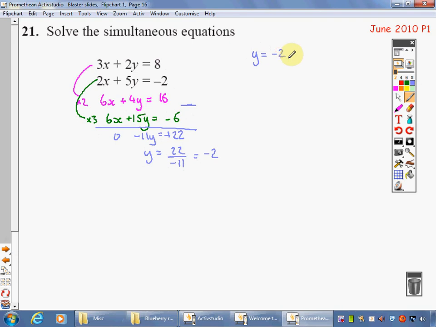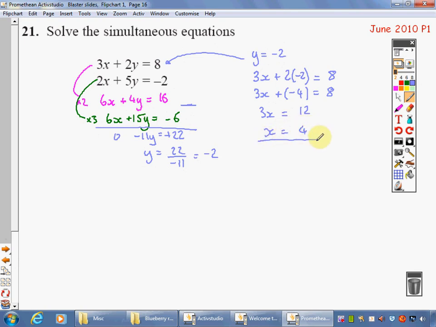I'm now going to resubstitute the value of y into my first equation. So I've got 3x plus 2 times negative 2 equals 8. So 3x plus negative 4 is equal to 8. So 3x will be equal to 12. I'm subtracting 4, I need to add 4. So x will be equal to 4. So I think x equals 4.